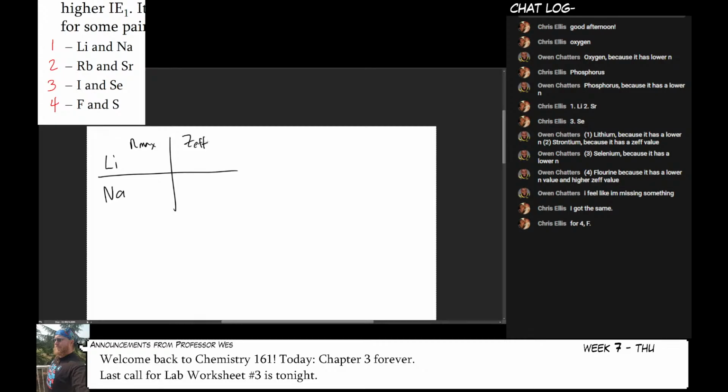So if I calculate the maximum N, for lithium it's 2, and then for sodium it's 3. And they both have Z effective of 1. All right, which is the higher ionization energy? Well, lower N is higher ionization energy, so lithium's ionization energy will be greater than that of sodium.